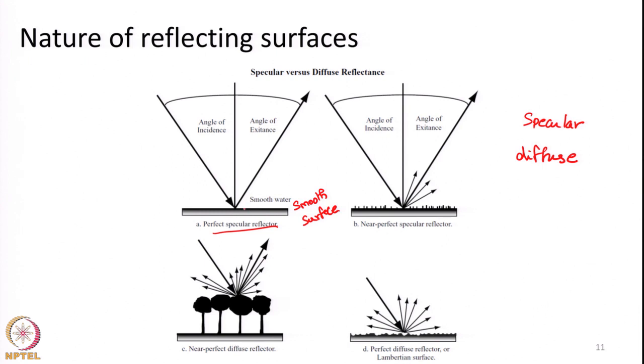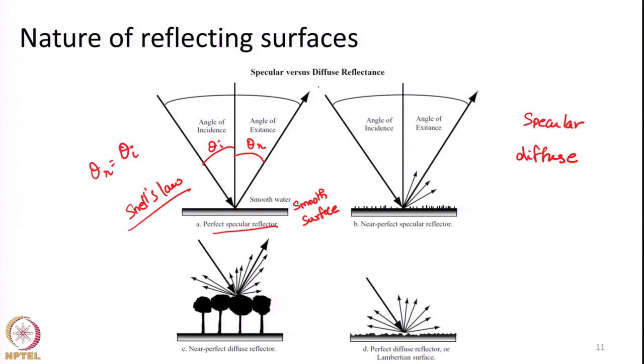That is, it will obey Snell's law of reflection. This we have seen in earlier classes. What exactly is Snell's law? When EMR interacts with a smooth surface, the angle of reflection will be equal to the angle of incidence. Theta r will be equal to theta i.